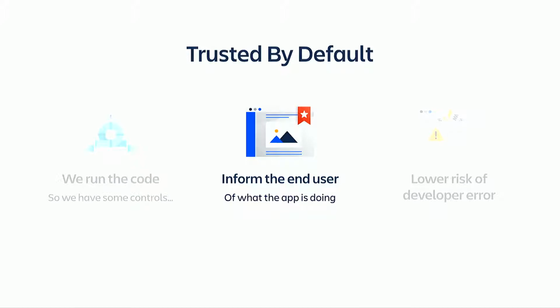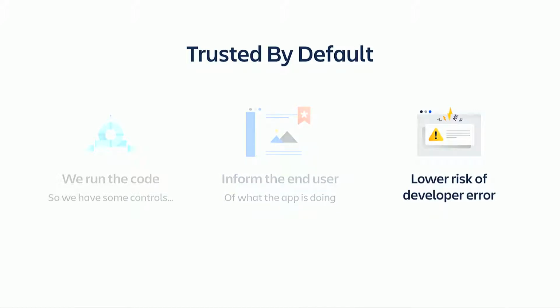Internally, this has meant that certain apps, if they don't declare certain capabilities, we let Atlassians internally install them without having to go for admin approval. So you can kind of see where we're going with this trust story. Because the end user is informed, they can make the decision rather than having to rely on the app to do it.